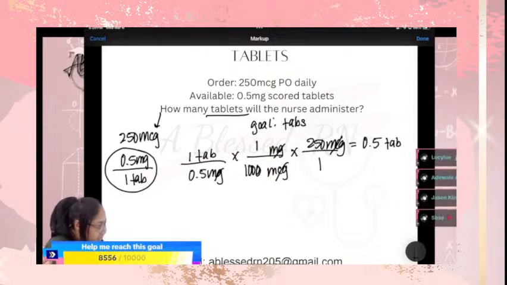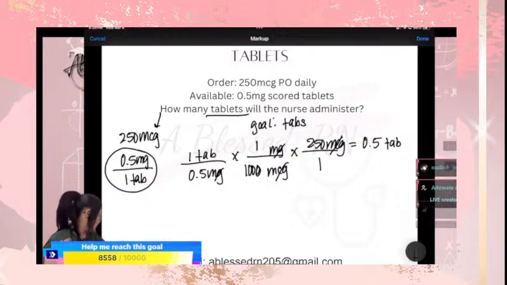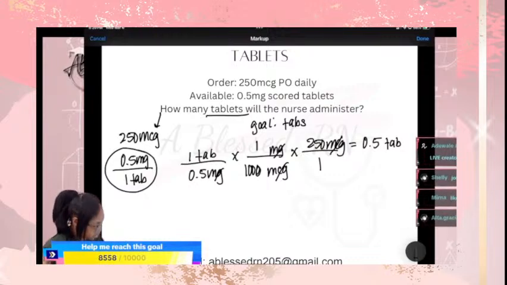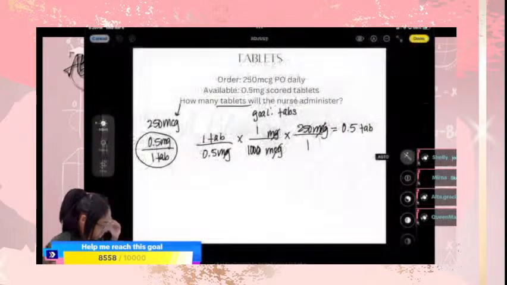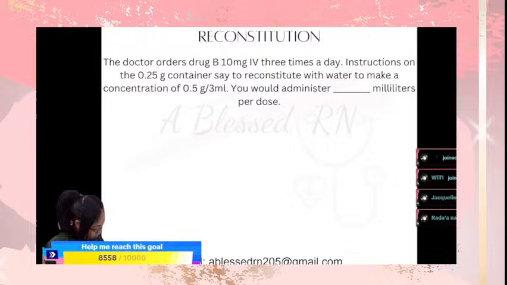Hey, when do you do pediatric math? I'm having a hard time. Well, I got some tonight. I sure do. Did y'all get 0.5? 250 divided by 0.5 divided by 1,000. Yup, that's what I got. If you are enjoying this live session so far, go ahead, double tap. And we'll keep on going.